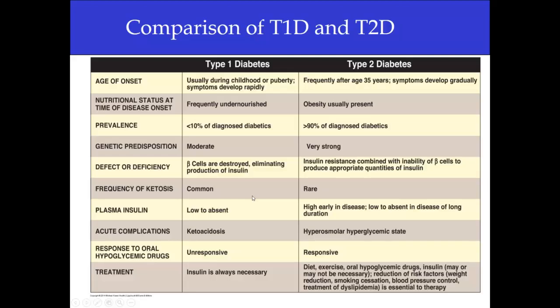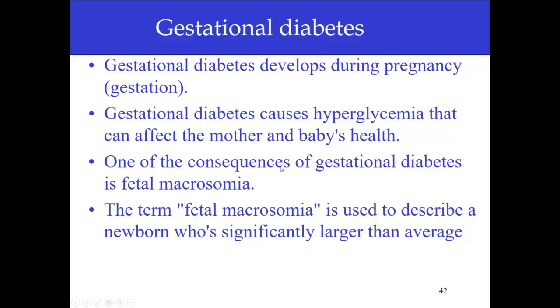I put here for you a comparison of type 1 and type 2 diabetes. You might want to read it later. It's a nice summary for you to remember all the differences between type 1 and type 2 diabetes. And to conclude, I would like to talk about gestational diabetes. What is gestational diabetes? It's a diabetes that developed during pregnancy, because gestation is the other word for pregnancy. So gestational diabetes will cause hyperglycemia that will affect both mother and baby's health.